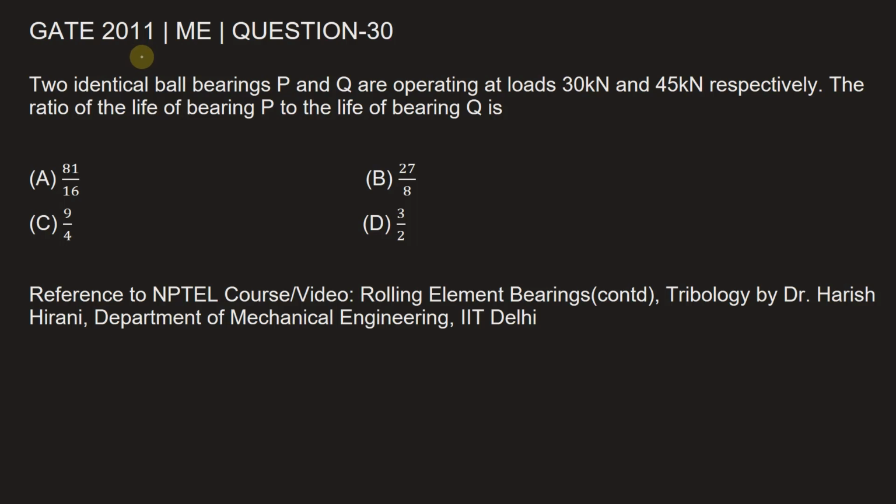This question is from the GATE 2011 Mechanical Engineering paper. Question number 30. Two identical ball bearings P and Q are operating at loads 30 kN and 45 kN respectively. The ratio of the life of bearing P to the life of bearing Q is.